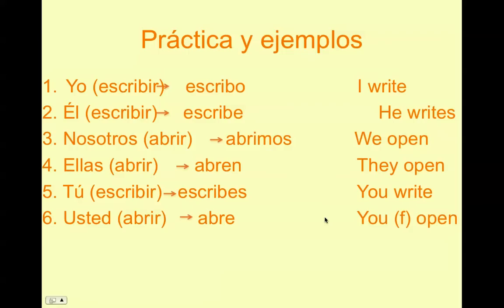So you can say abre la puerta, which is open the door, or abre la ventana, which is open the window. It's kind of a useful verb.